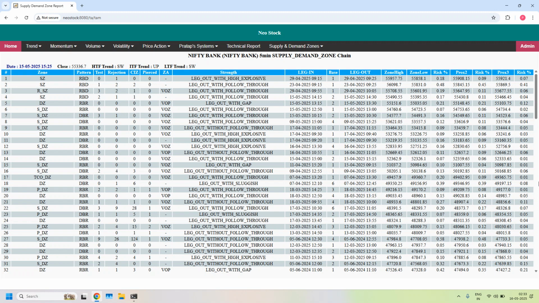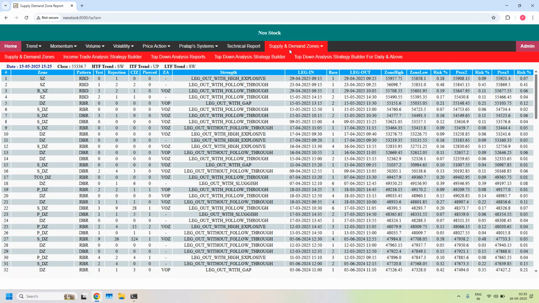So with this we have completed Bank Nifty, and also both Nifty and Bank Nifty supply demand zone chain report generation is completed. Next we will look into sideways bullish and bearish trade setups for monthly, weekly, daily and hourly income trades.